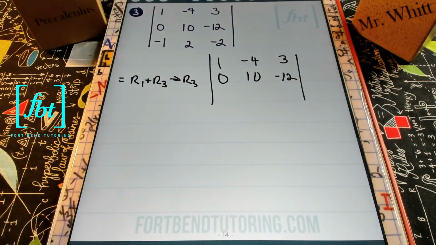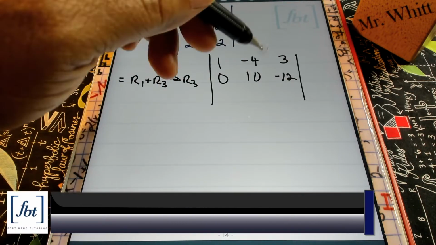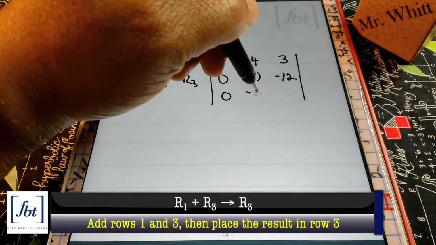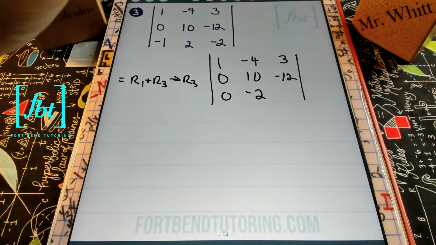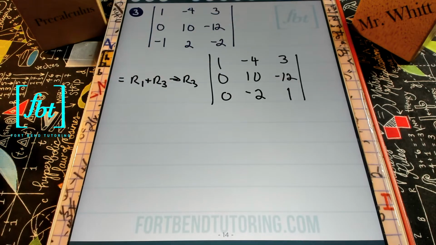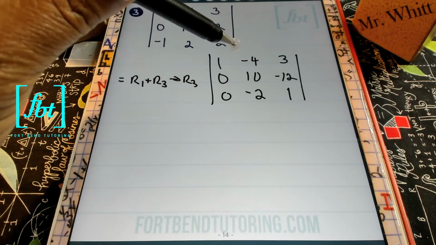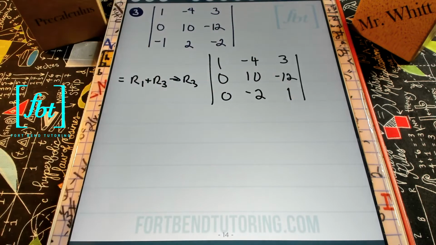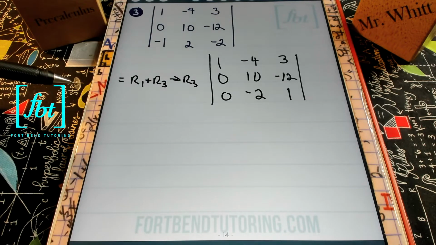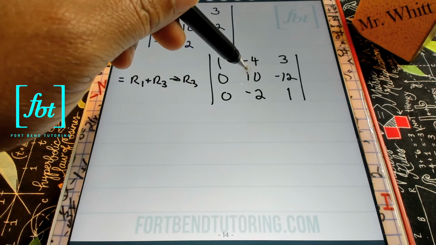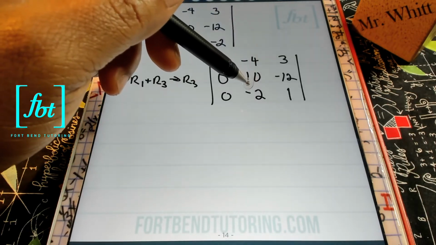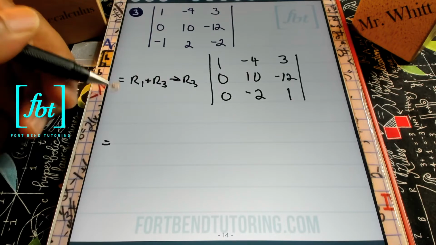And then from here, 1 and -1 combine to give me 0. -4 and 2 combine to give me -2. And then 3 and -2 combine to give me +1. So that completes that row operation. And I've just created another 0 beneath the main diagonal here because that's all I want. Now I just need to get one more 0 underneath the 10 here in the middle of our 3x3 matrix. So in order to get this -2 to become a 0, I'm going to use the following row operation.